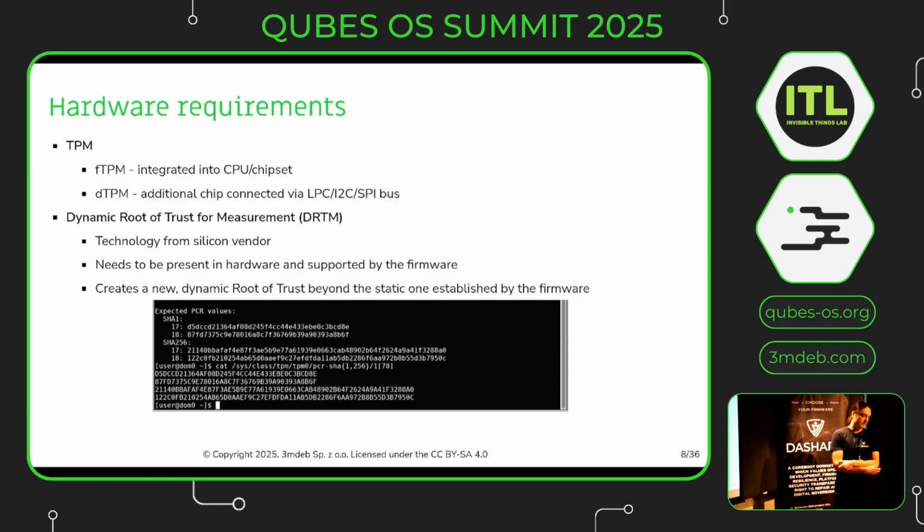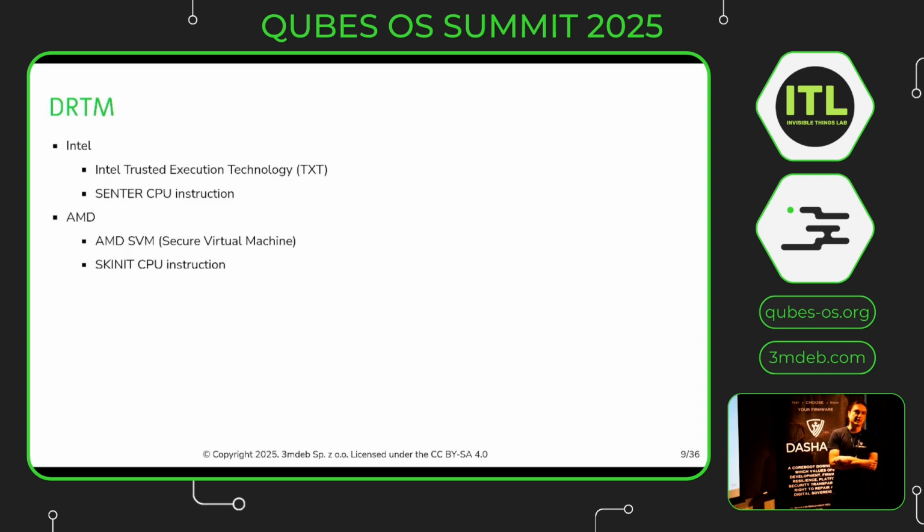And the second one is the dynamic root of trust for measurement, which we'll call DRTM. It's a technology from a silicon vendor. It needs to be present in the hardware that we want to run our solution on, and needs to be properly supported by the firmware as well. So let's focus on the DRTM today. We can choose from Intel or AMD today.